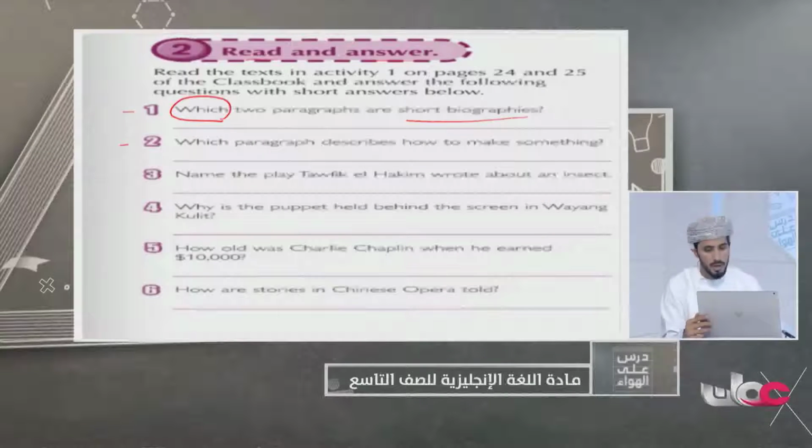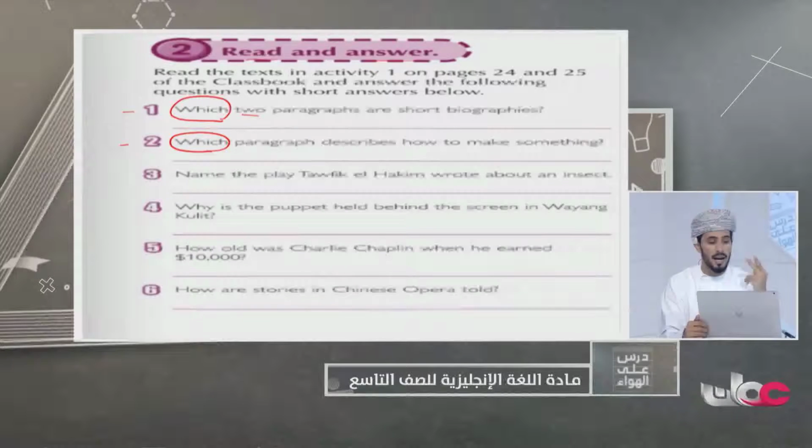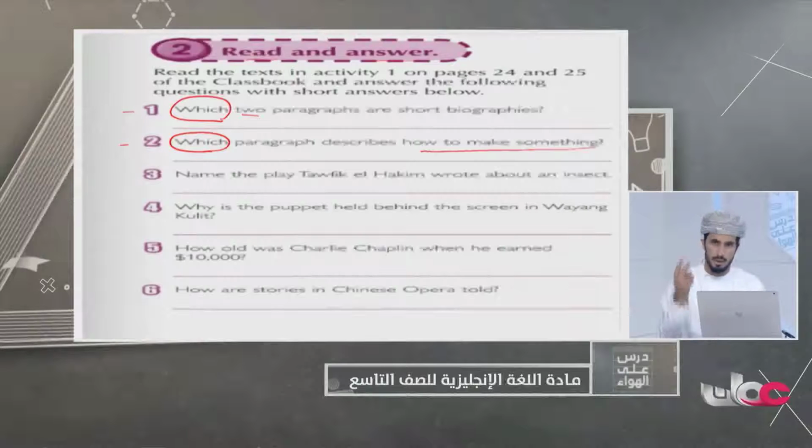Okay, this is number 1. Number 2, which paragraph? It is the same. He is asking us to choose one of the paragraphs. Here he is asking us to choose 2 paragraphs, and in question number 2 he is asking us to choose 1 paragraph. Which paragraph describes how to make things? How to make things.